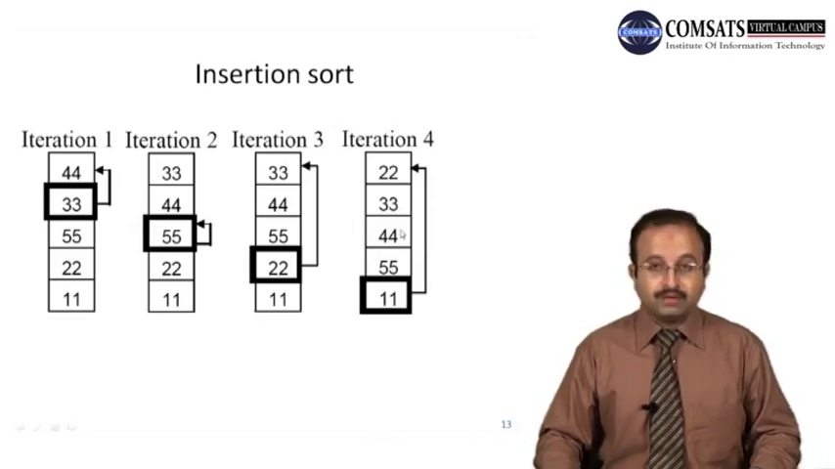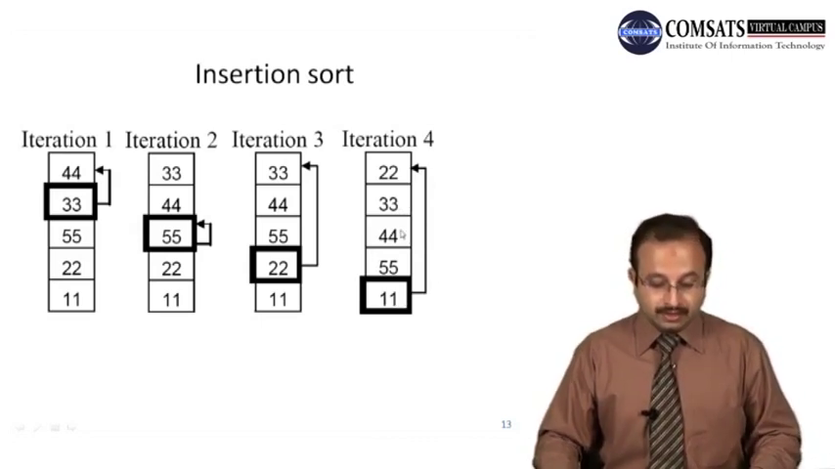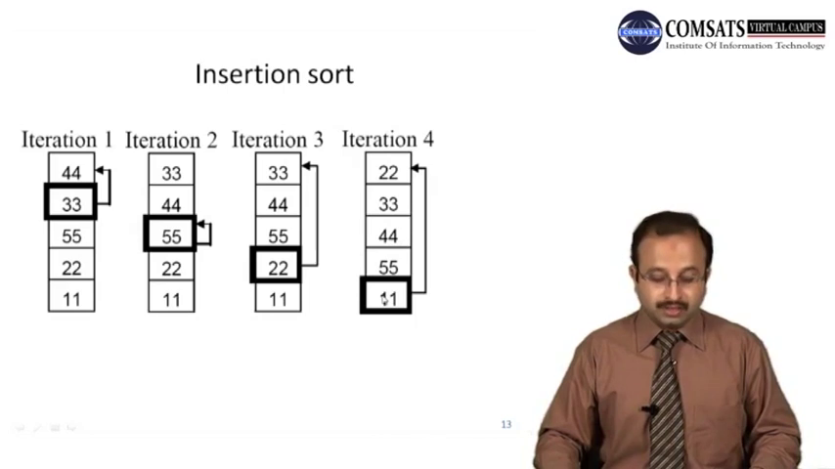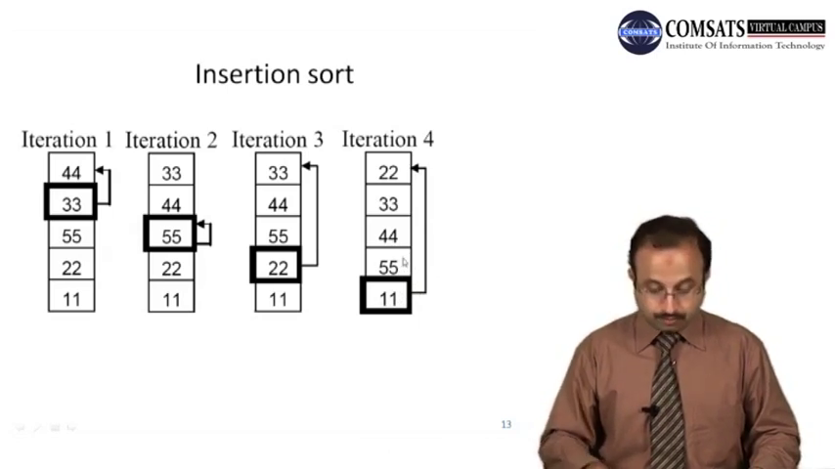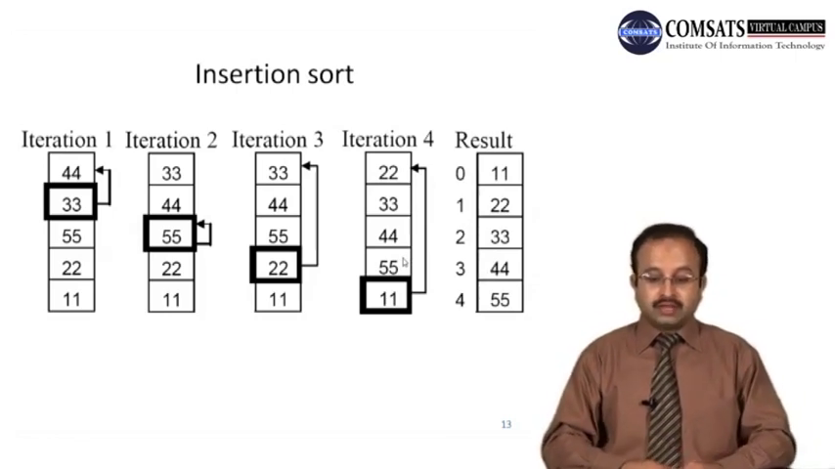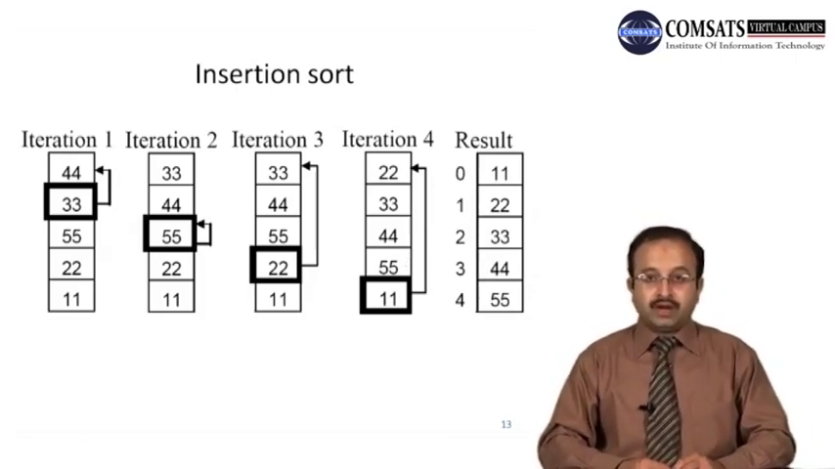33 will be compared with 44, and then 44 is larger, so this value goes down, right? And 33 goes up over here. So 44 is over here, 55 is here. Then 44 is compared with 55, value 55 is larger, then this value goes down and 44 goes up. So the output will look like this: 11, 22, 33, 44 and 55.